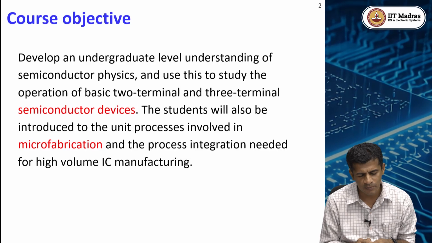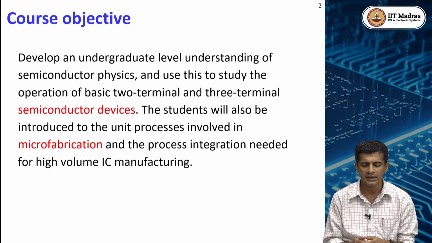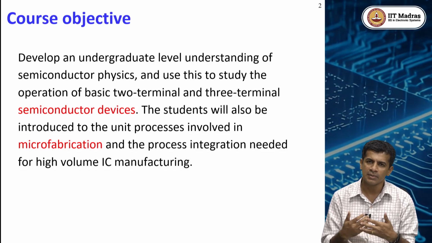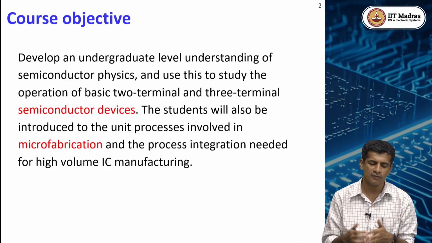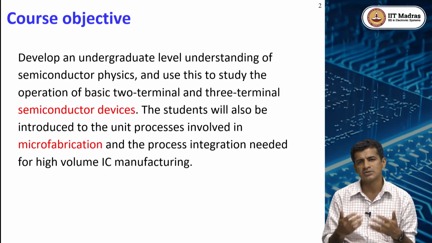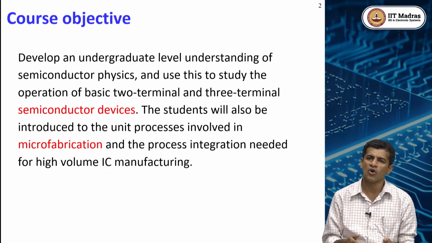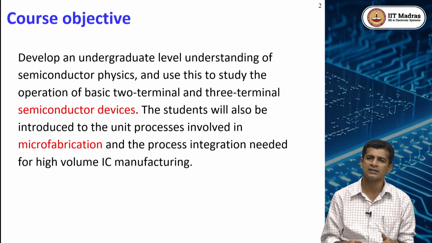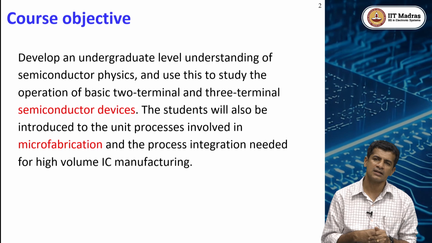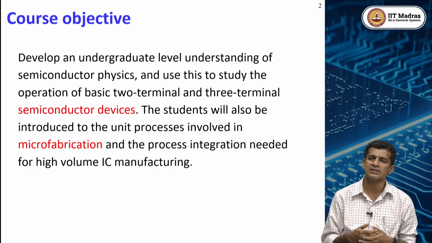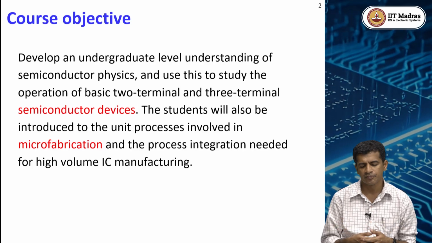So let us see the course objective. This is essentially an undergraduate level course. The primary objective is to develop an understanding of semiconductor physics, and using the semiconductor physics, you try to explain or understand the operation of basic 2-terminal and 3-terminal semiconductor devices. Some examples of 2-terminal and 3-terminal semiconductor devices are PN junction diodes, transistors, and solar cells.